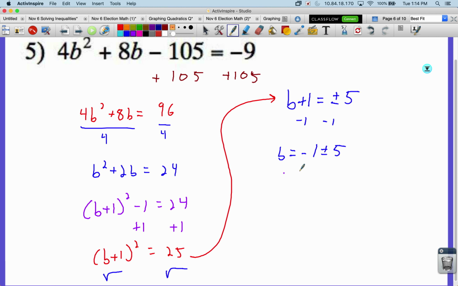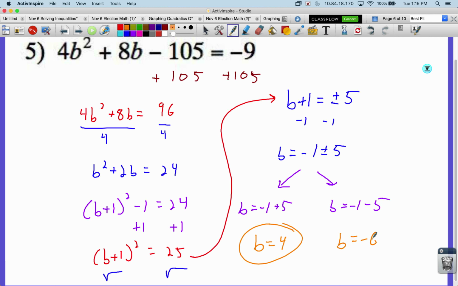Split it into the two cases. b equals negative 1 plus 5. b equals negative 1 minus 5. And get your final two answers. b equals 4 and b equals negative 6.